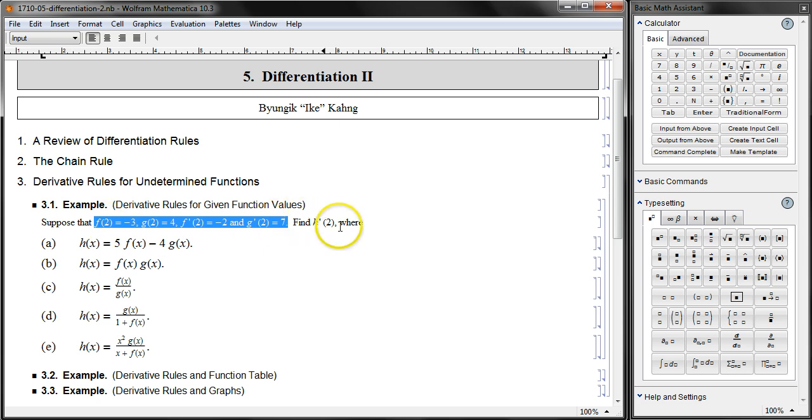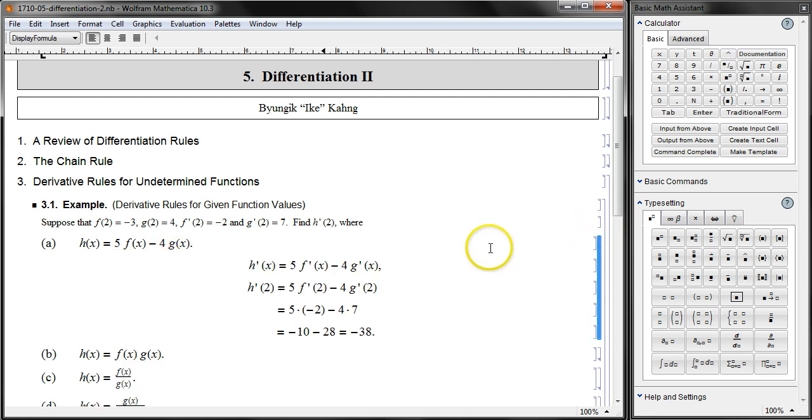Can we still find out the derivative evaluated at x equals 2 when h is given by 5f minus 4g? Yes, you can. You don't really have to know the derivative function. All you have to do is to use the derivative rule like this. h prime is 5f prime minus 4g prime, and then plug in x equals 2. Now, do you know what f prime of 2 is? Do you know what g prime of 2 is? Yes, we do. They are here. Plug in those numbers and run your computation appropriately. You get your answer. Simple.